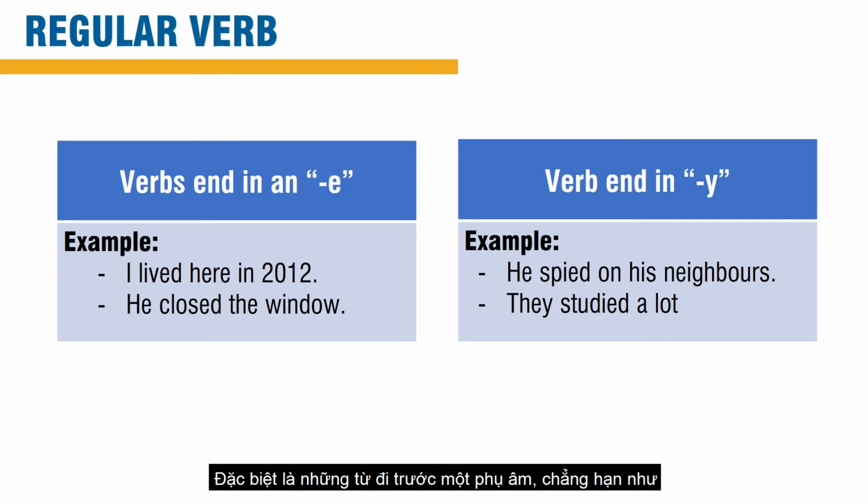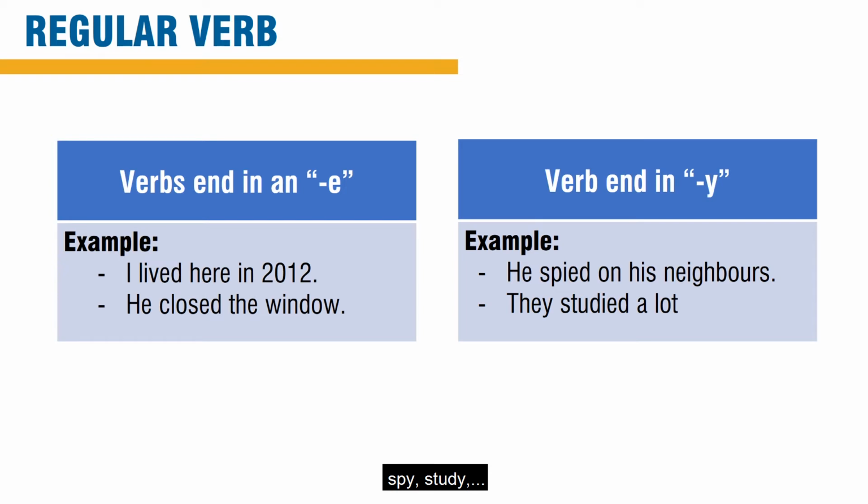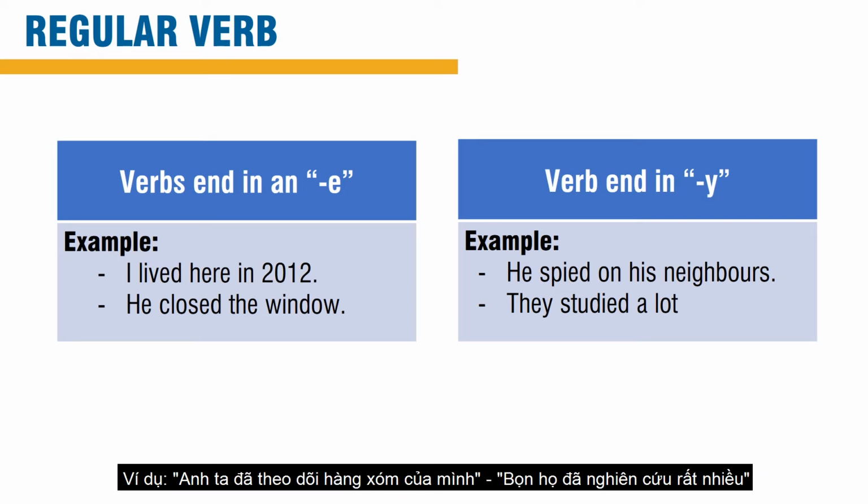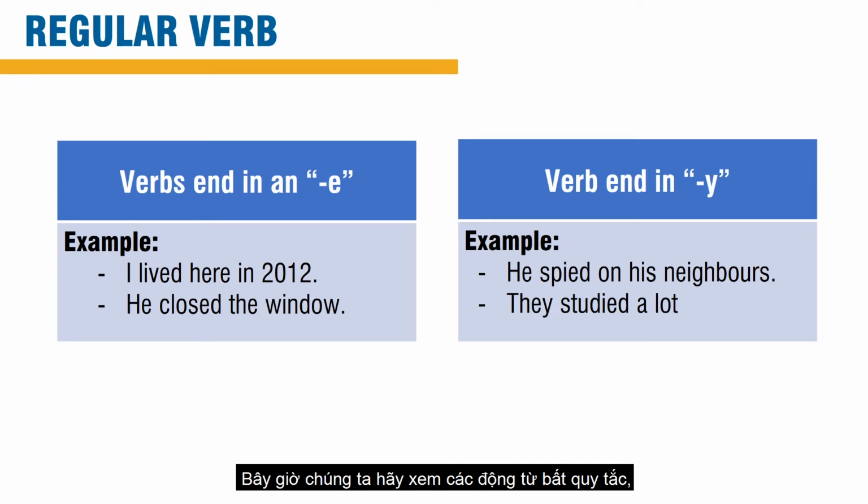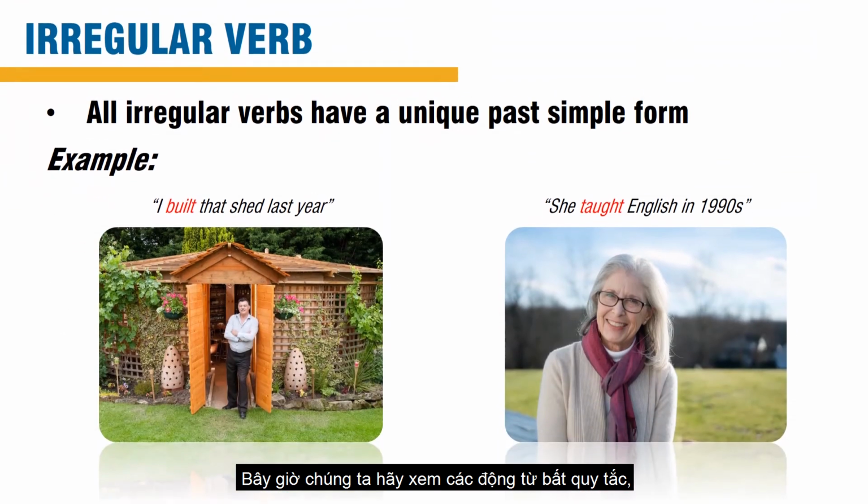We also need to pay extra attention to verbs that end in y, especially when preceded by a consonant, such as spy, study. Here the y changes into an i. For example, he spied on his neighbors. They studied a lot.